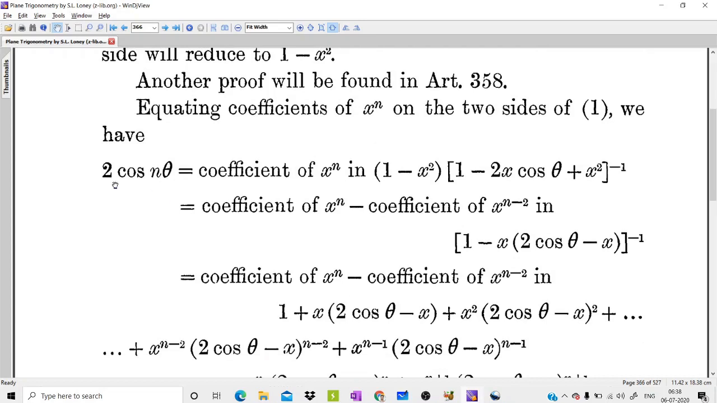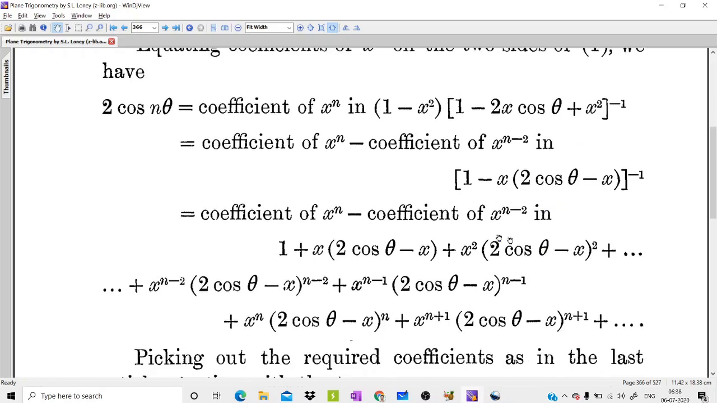So from the right we have the coefficient of x raised to n as 2 cosine theta. From the left we can get the coefficient of x raised to n from this product. That will be coefficient of x raised to n minus coefficient of x raised to n minus 2 in this expression. Okay, this is the expansion of this with the identity 1 minus x whole raised to minus 1.